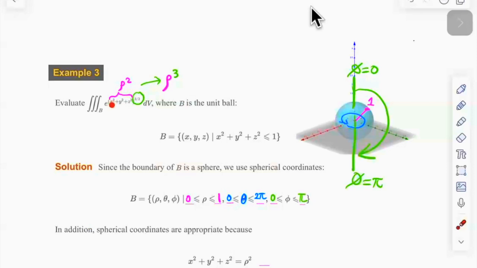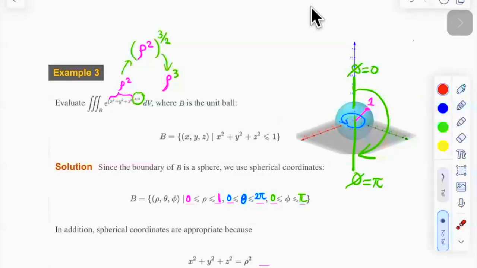Notice that the function that we integrate involves x squared plus y squared plus z squared. So we should also use spherical coordinates because x squared plus y squared plus z squared is equal to rho squared. So rho squared to the 3/2 power, we multiply these two numbers, so we get rho to the third power. So the function that we integrate will be e to the rho to the third power.